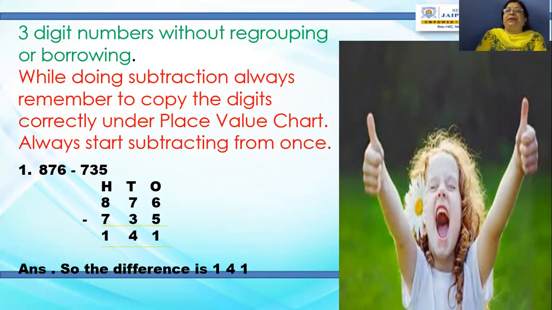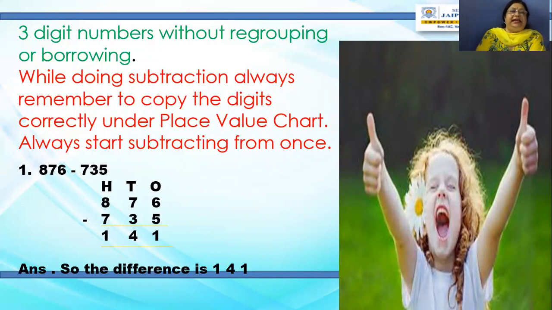This is the basic mistake which is done by everybody. So please remember to copy the digits correctly under the place value chart. Always start subtracting from ones. Never start subtracting from thousands or hundreds. Always start subtracting from your right hand side.